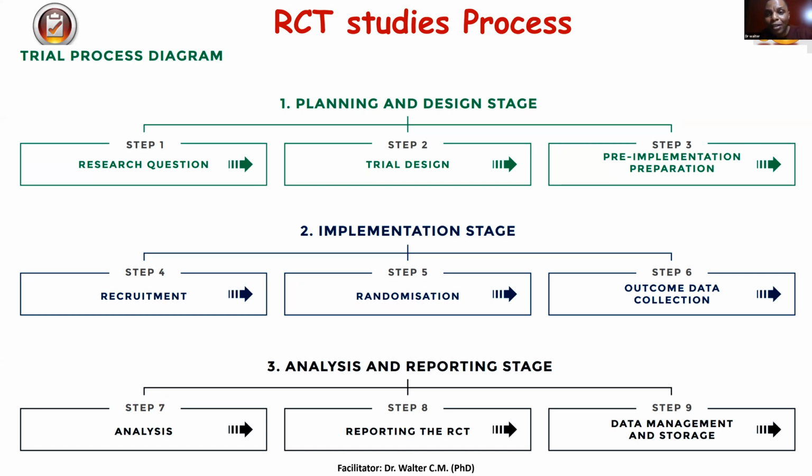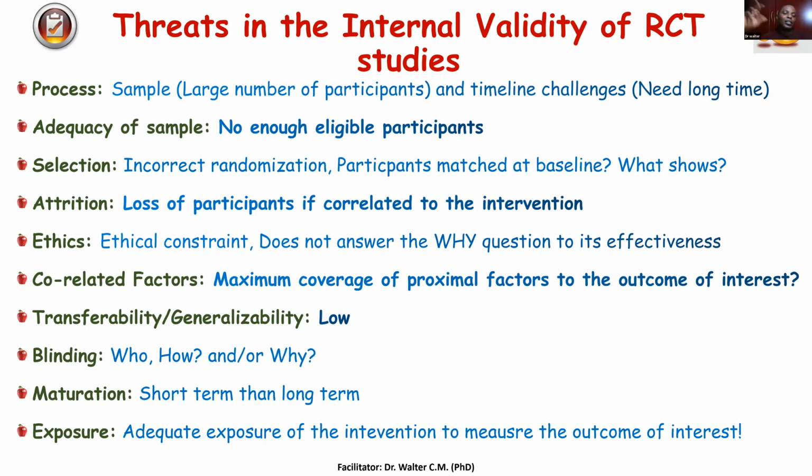I used STROBE if we were doing an observational study. But also I tried to use some contents from the CONSORT form or SPIRIT if we are doing a randomized controlled trial. See? Yes. So threats in the randomized controlled process are similar to what we said in the quasi experimental. They also have the same threats, and these threats also need to be addressed as we talked and shared when we talked about the quasi experimental study.